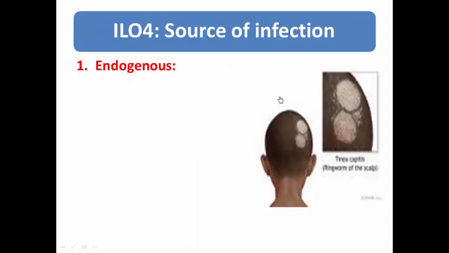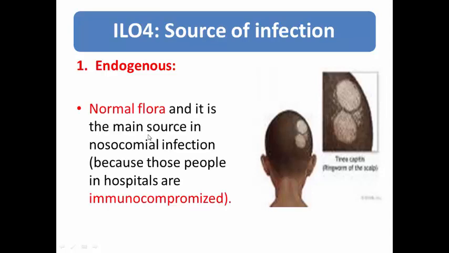What are the sources of infection? First, endogenous. This means that the fungus is part of the normal flora. But when the patient is immunocompromised, especially a hospitalized patient, there will be a nosocomial infection. The patient will suffer from infection acquired during hospital stay, which is called nosocomial infection.